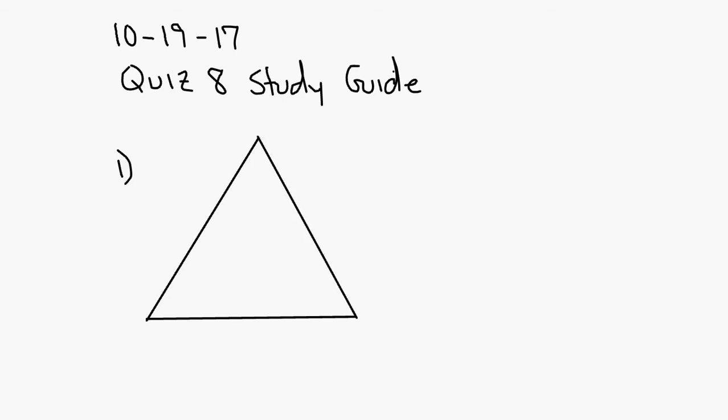Problem number 1, there is an isosceles triangle. The big triangle is an isosceles triangle, and then it's split in half. These two angles are equal to each other. So this one is y degrees. This angle is x degrees. This angle is 57. And they're asking you to find x and y.